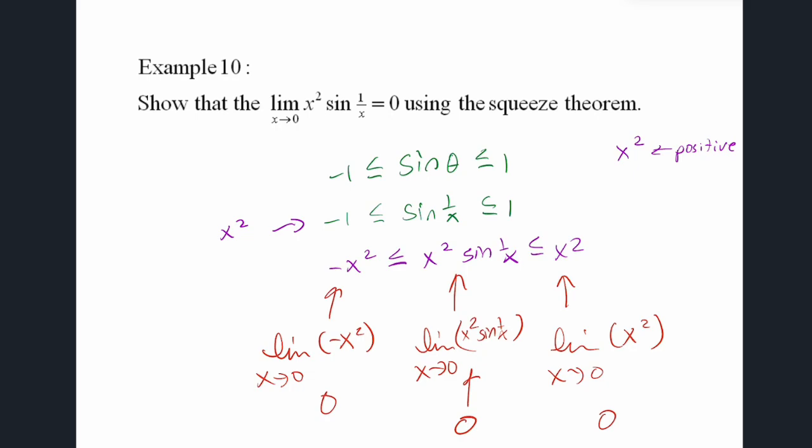It works a lot for trig functions because of the fact that we have that range of a sine and a cosine. So you'll see it used a lot for sine and cosine. It's just a little weird theorem that comes about because of the way limits work.